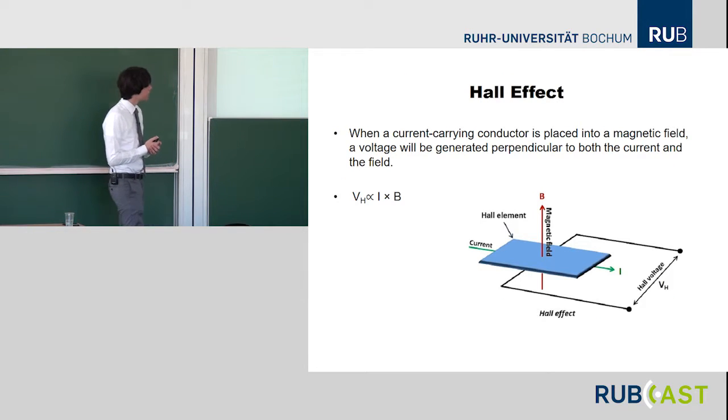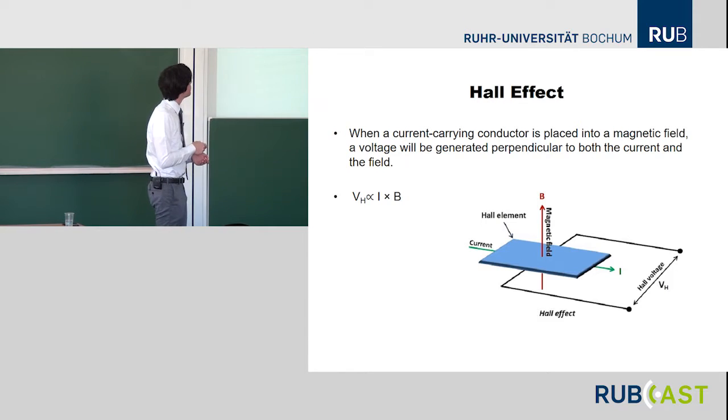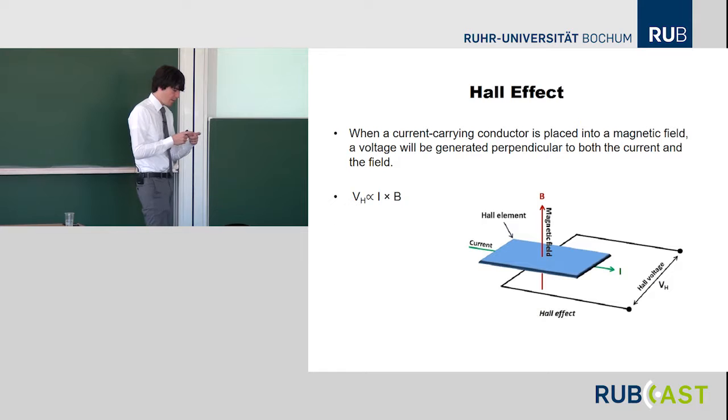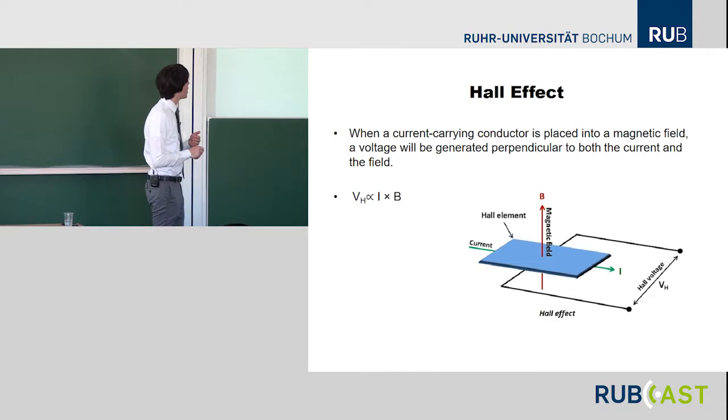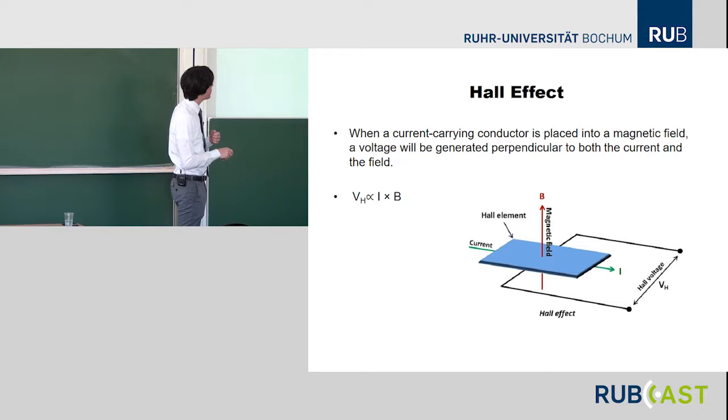And so the basis for the solid state compass operation is the Hall effect. The idea is that you have a piece of conducting material, and you pass current through it, and in the presence of a magnetic field, there's a potential difference created across this material.